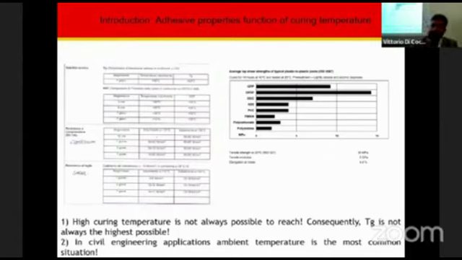temperature. High curing temperature is not always possible to reach because in civil engineering we can have a logistic problem. For example, for Cicadur 30, the best temperature to obtain the highest glass transition temperature is 45 degrees, which is not very easy to reach in our field. So the consequence is that Tg is not always the highest possible. In civil engineering applications, ambient temperature is the most common situation we have.